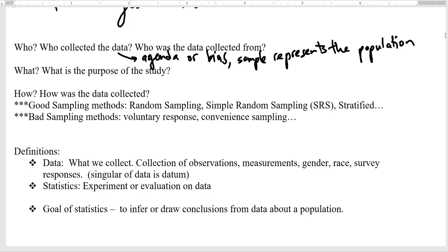There are some bad sampling methods: voluntary response and convenience sampling. Voluntary response is where if I just took a poll, if somebody's walking down the street and I say, hey, can I ask you a quick question? Have you been hit by a computer virus? That person doesn't necessarily represent everyone. So you've got to be careful if I let people volunteer.